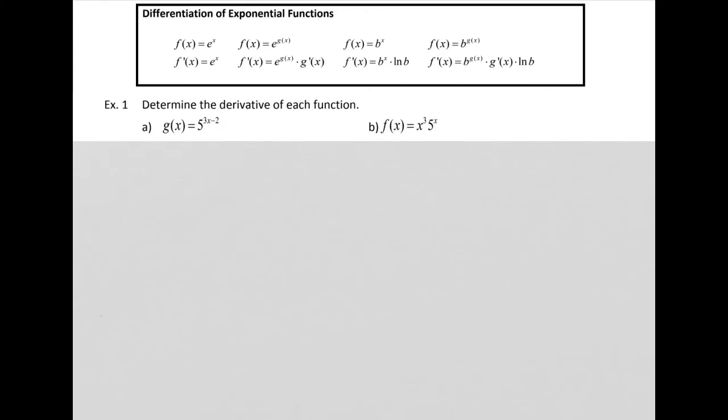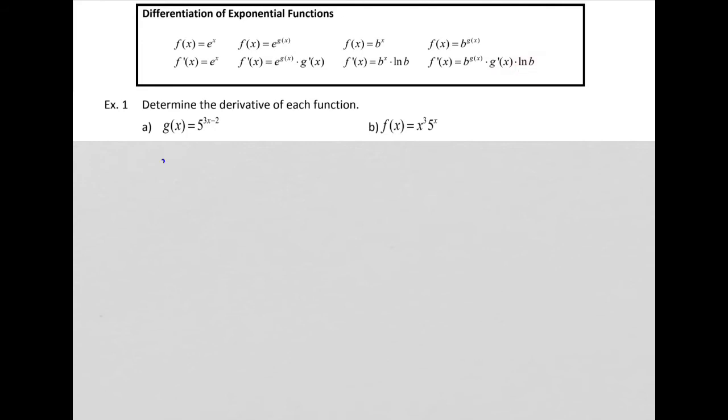Now let's look at example 1. Given the function g(x) is 5 to the exponent 3x minus 2, because the variable is in the exponent, we know this is an exponential function. That means we have to use the exponential differentiation. So let's look at the differentiation rules. First thing is you copy down the exponential function, don't change it, and then you times by the differentiation of the exponent, and then you times by ln of the base.